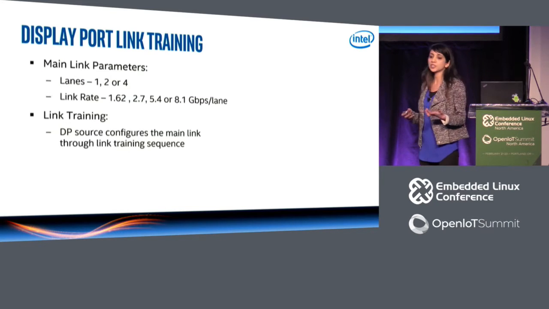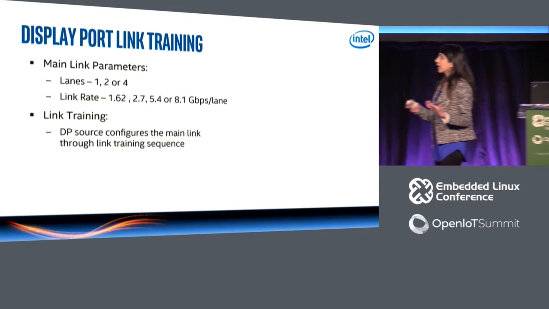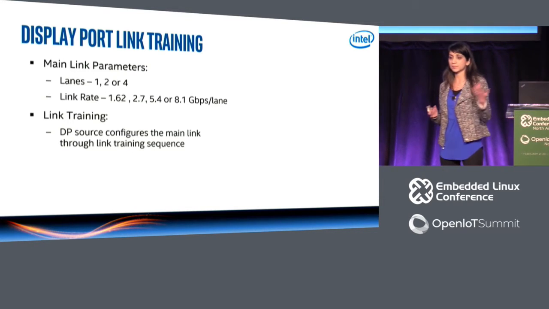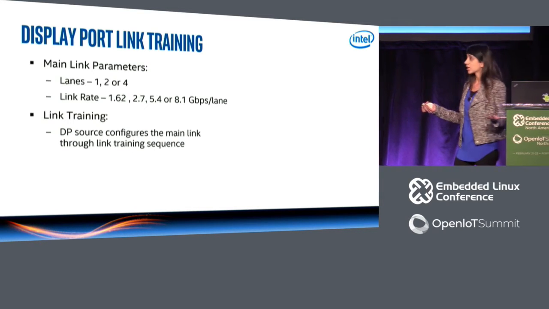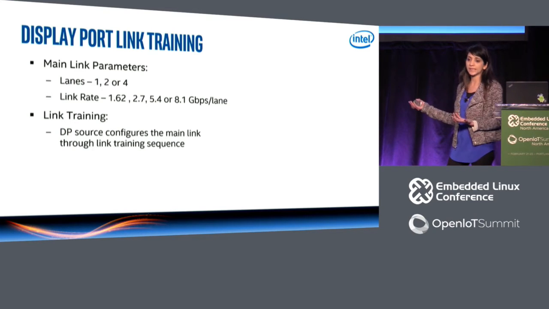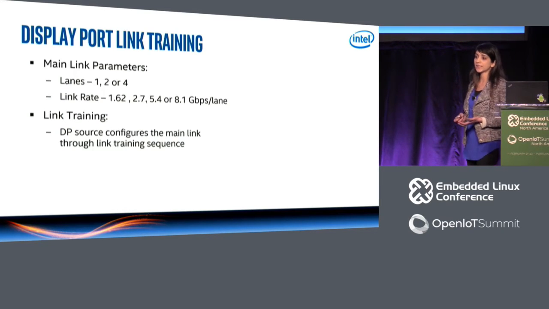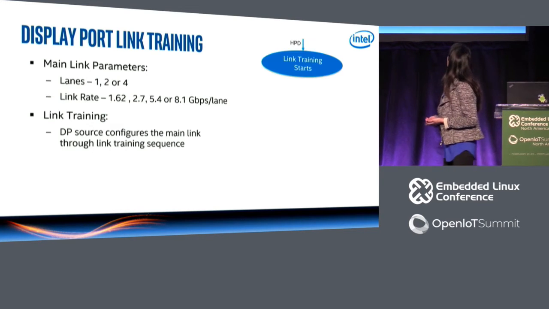And then the calibration routine, which I just talked about, is the handshaking protocol that happens between the source and the sink device to actually configure these link parameters. And that's called link training. Let's see what happens in the link training.